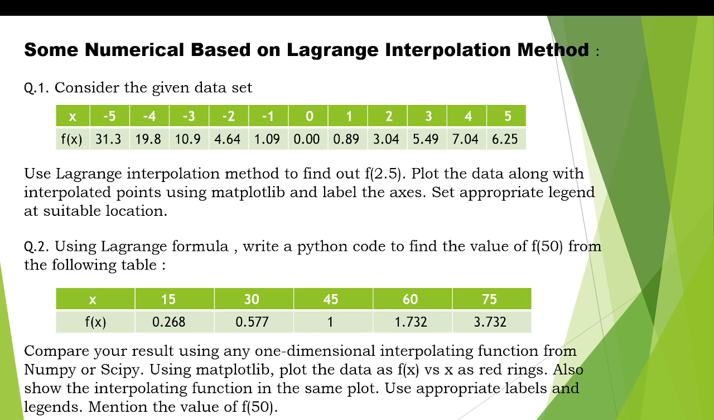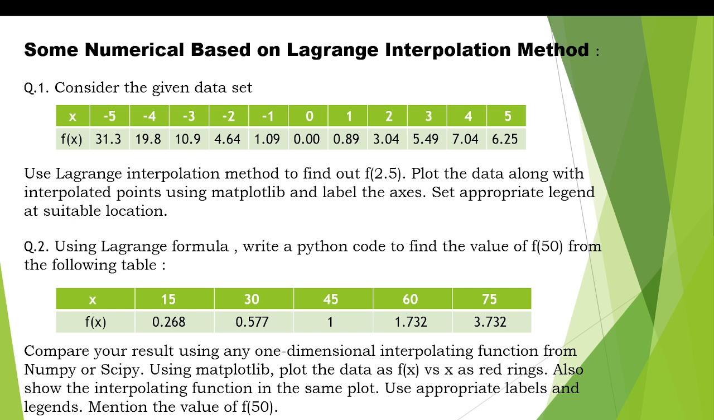And the second question is: using Lagrange formula, write a Python code to find the value of f of 50 from the following table, where the x values are given, that is 15, 30, 45, 60, and 75, and the corresponding f of x values are 0.268, 0.577, 1, 1.732, 3.732, and compare your result using any one-dimensional interpolating function from NumPy or SciPy.